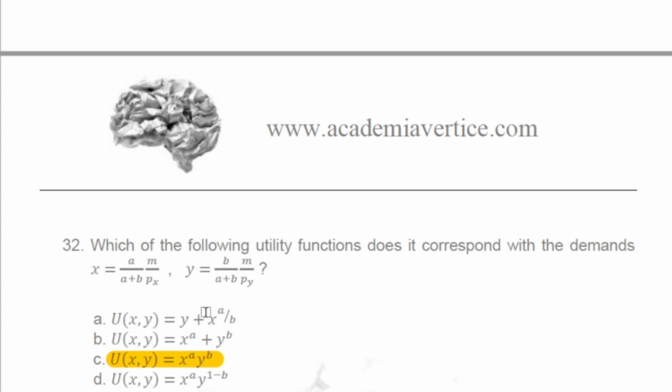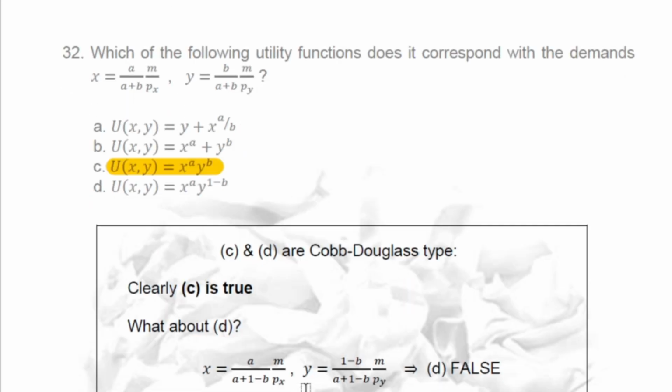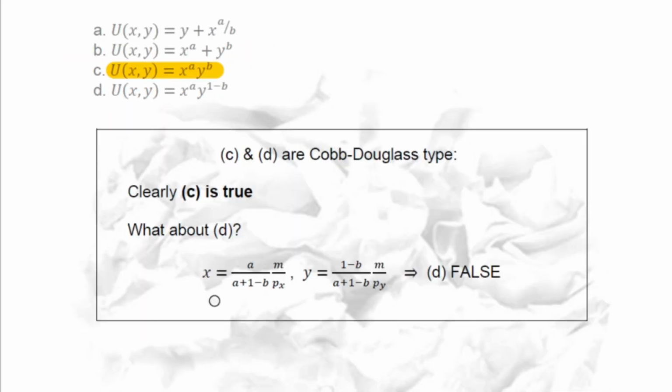Well, this is a quasi-linear. This is another type of utility function. Maybe we could think of this being true. Well, if you apply these formulas to this utility function, you could find that a, the exponent of x, divided by a plus 1 minus b times this is not the expression we have here for x. So clearly D is false, and the true one is C.